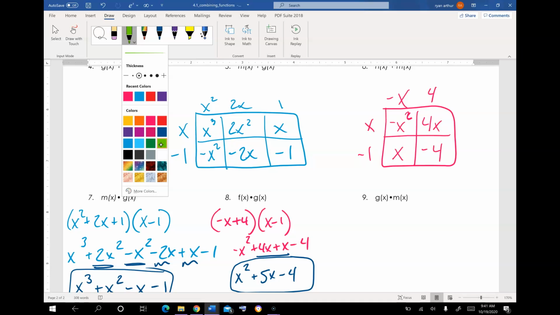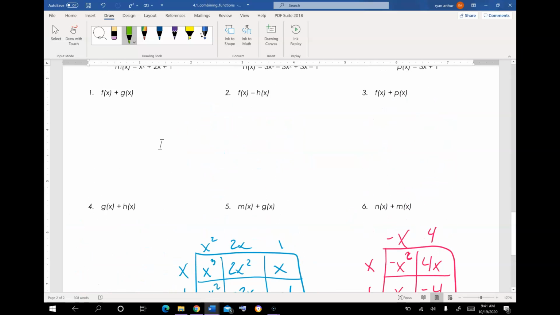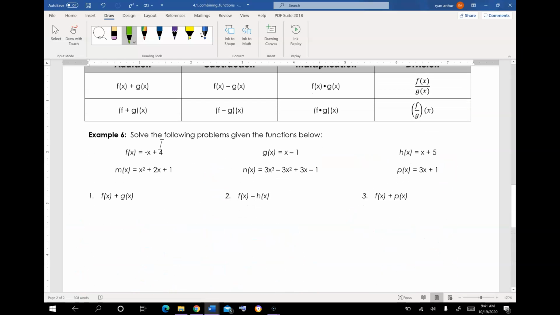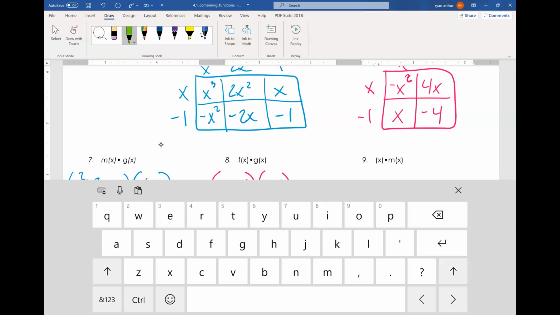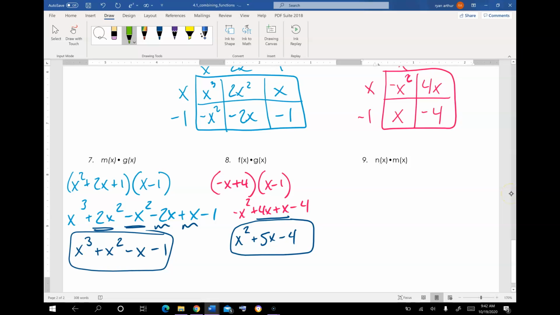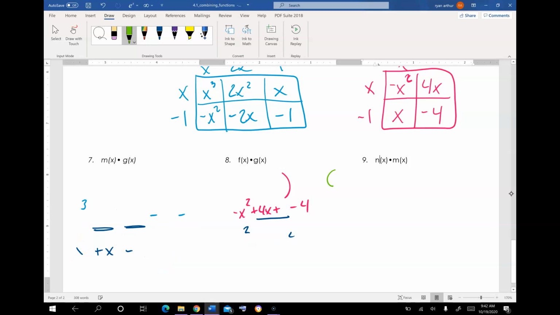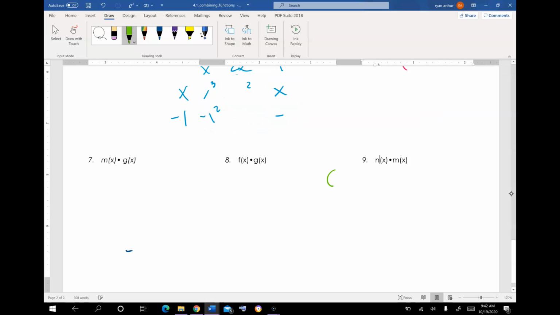The last one is g of x times m of x. Well, I got g of x over here. Oh, I've already done this one. Let's do m of x times n of x. Let's do a big one. So we're going to change that to an n. Okay, a lowercase n. All right, so we're going to do n of x times m of x. Okay? All right. Let's erase all this so I have room. Let's get some space going. All right, so here we go.